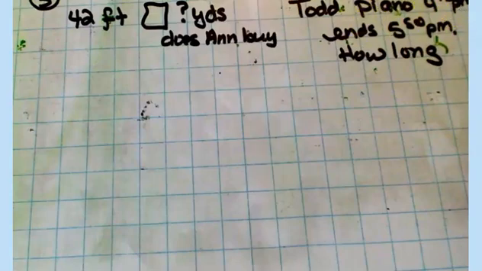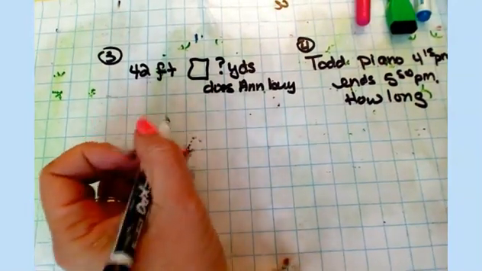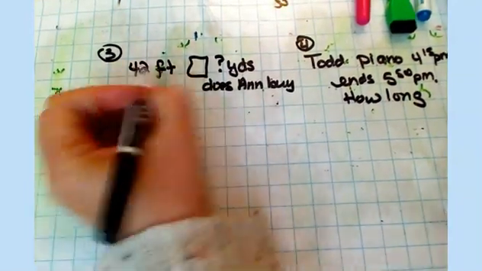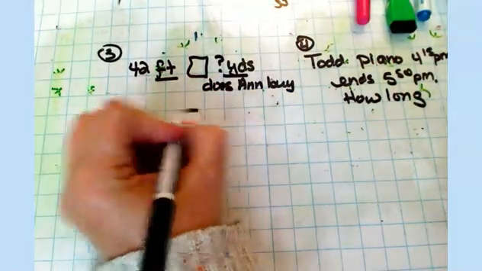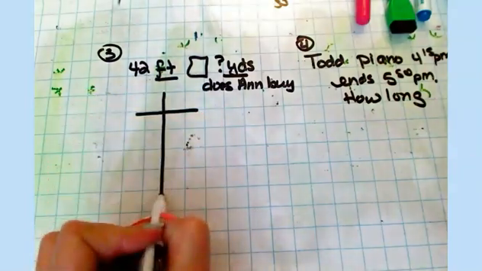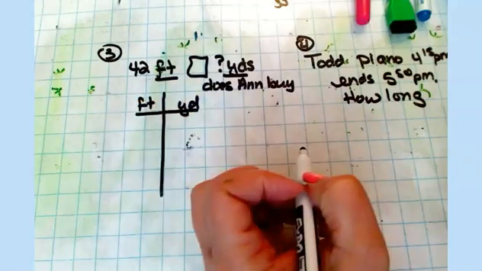I'm going to make my screen a little bit bigger. All right, this is our review, so it's really nice. This is our measurement conversion. So I'm going from feet to yards to find out how much Anne buys. So first I'm going to make my table, and I'm going to go from feet to yards. I'm going to put what I know.